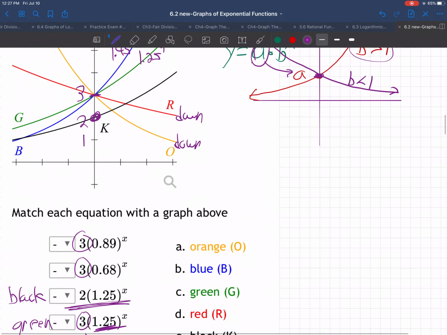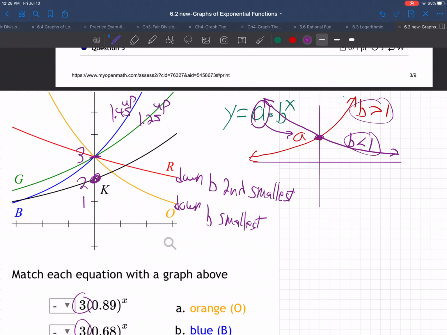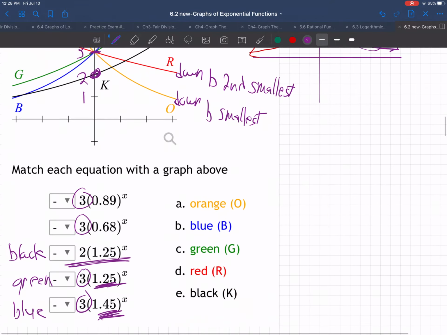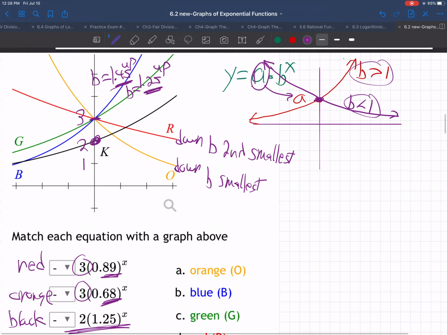And likewise going down, the one that goes down the fastest must be the smallest b, because a b less than 1 makes them go down. So this is the smallest b, the second smallest b, and this was the biggest b and the second biggest b. What's the smallest b? 0.68 is smaller than 0.89. The smallest b is the orange one, going down the fastest. And this one must be the red one, which is not quite as small a b.